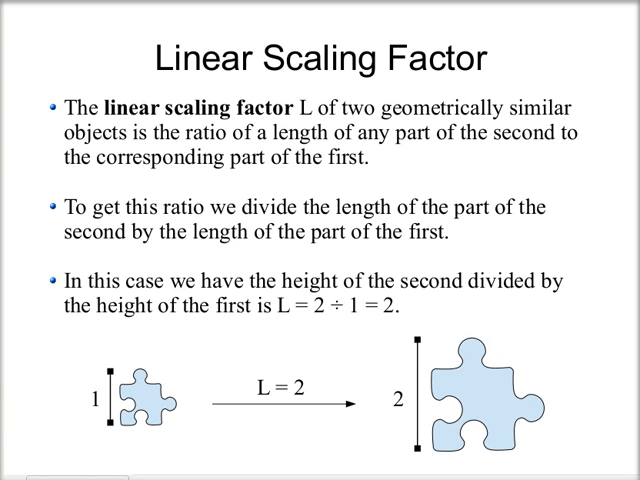So to get this ratio, we're going to divide the length of some part of the second shape by the length of the same part of the first shape. So here I've got the height in this case for my puzzle pieces. So to get my ratio, my linear scaling factor, I'm going to divide the height of the second puzzle piece, which is 2, by the height of the first puzzle piece, which is 1. And this tells me that my linear scaling factor L is equal to 2.